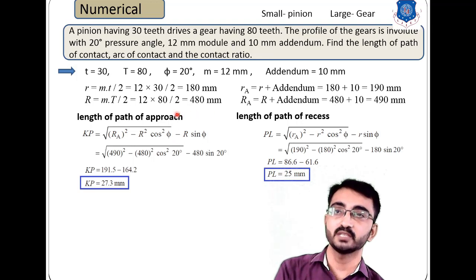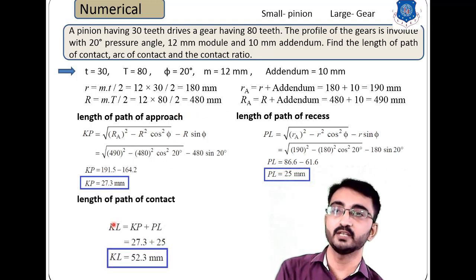Now the addition of both these terms will give us the length of path of contact. So over here the length of path of contact is KL, which is equal to KP plus PL, and by adding both terms, we get that the length of path of contact is equal to 57.3 mm. Now the first answer is obtained, that is, the length of path of contact.